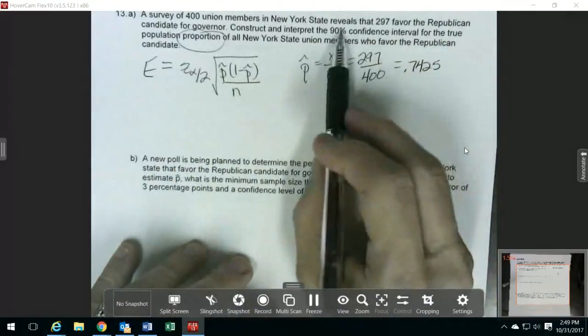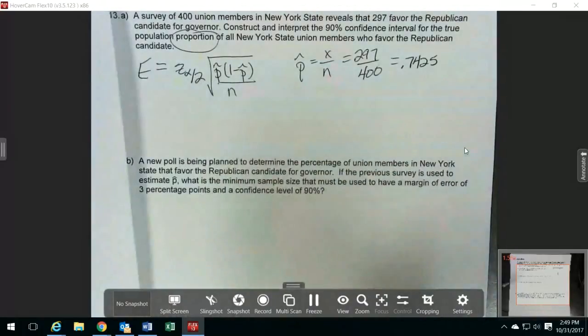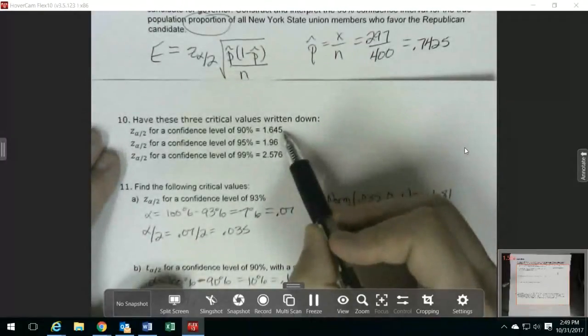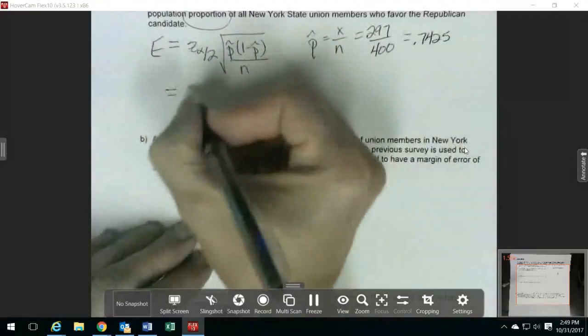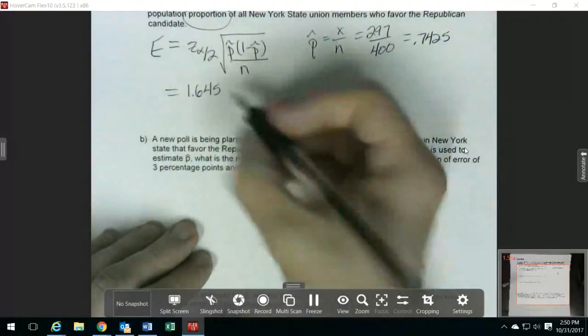Okay, and this one wants a 90% confidence interval. To get our critical value, I'm going to go back to those three that we had written down. So for a 90% confidence interval, the critical value is 1.645. That saves me quite a bit of time of having to try and figure that out.